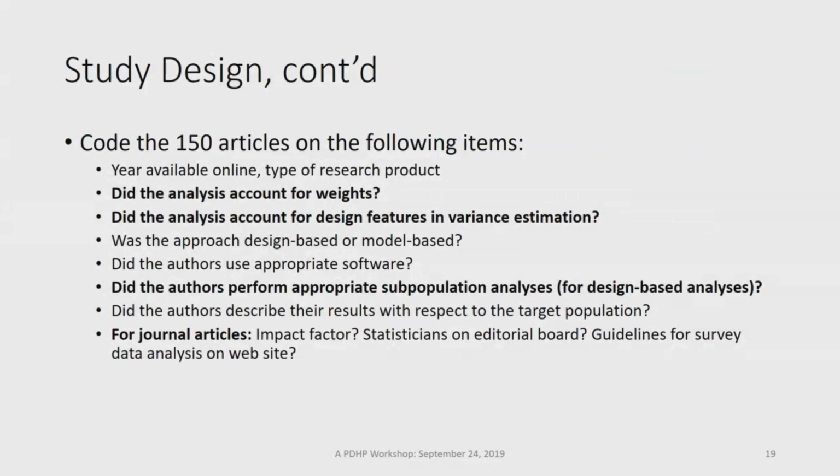Did they take a design-based or a model-based approach? Did the authors use appropriate software? Did the authors perform appropriate subpopulation analyses? Again, for this design-based approach. And then for the journal articles, what was the impact factor? We went to the websites of these journals and asked, were there statisticians on the editorial board? Were there guidelines provided for secondary analysis? All of these different things were coded for each of these 150 different products.